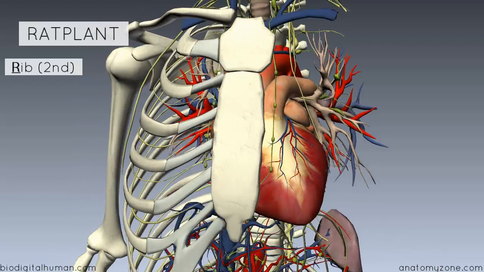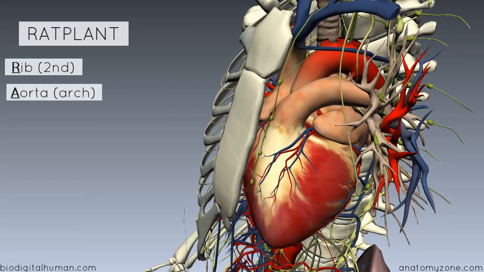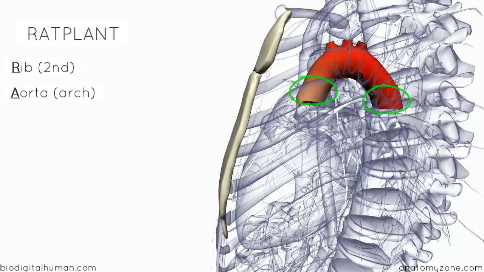And then next you've got the A of RAT PLANT, so that refers to the arch of the aorta. So I've just isolated those structures here, and you can see the beginning and the end of the arch of the aorta lie roughly at this level.